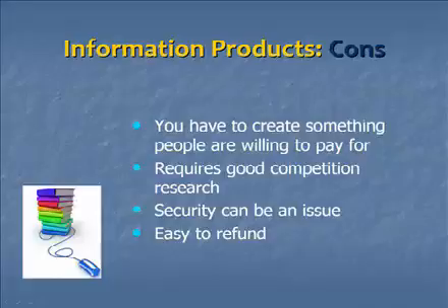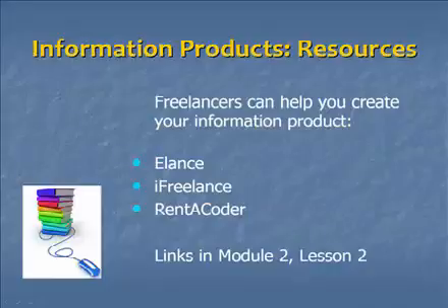Now, if you need some help with informational products, there are some great freelancing options out there. Elance is a very common one. iFreelance is another common one, and Rent-A-Coder is another very common choice for people. Elance is more for ebooks, that type of thing. iFreelance sort of fits in between with software and ebooks, and then we get into Rent-A-Coder, which does almost everything under the sun, but it's really more about programming. So those are the three models that you can look at. And if you want more information on that, go to Module 2, Lesson 2 in the course.